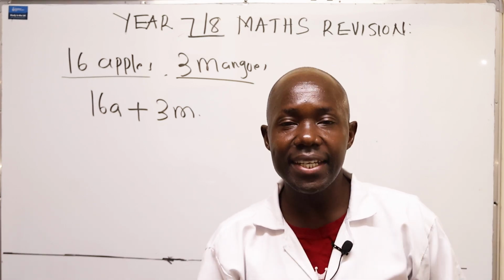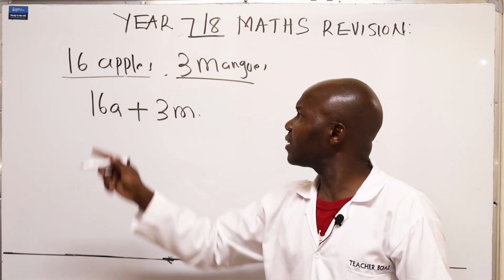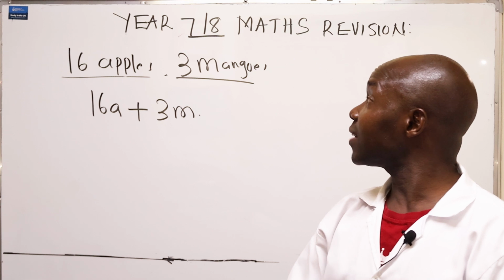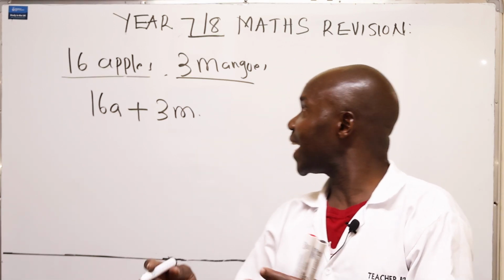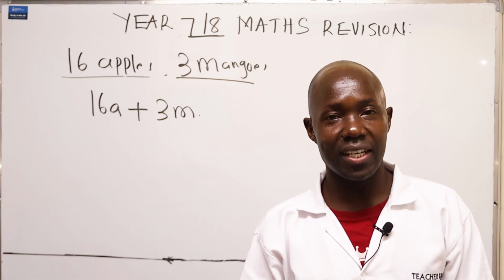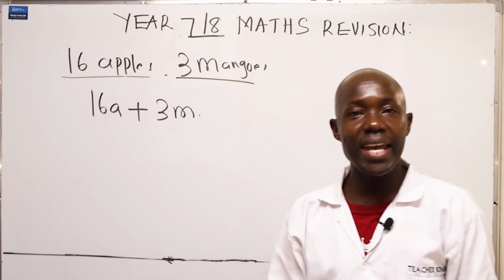But if you bring it into reality, if you have 16 apples plus 3 mangoes, they would naturally tell you the answer is 16 apples and 3 mangoes. They will not say 19 apples or 19 oranges or 19 whatever type of fruit. It's because algebra is simply what you do in reality.